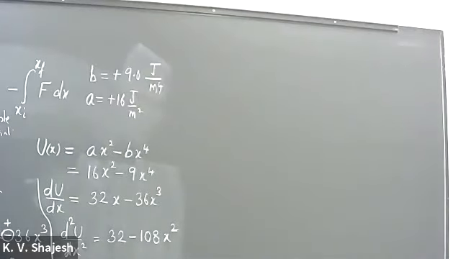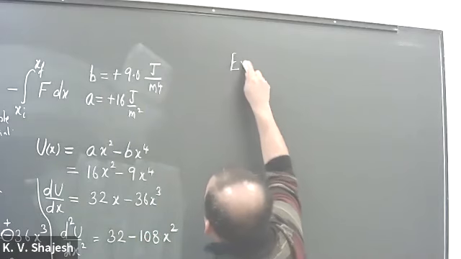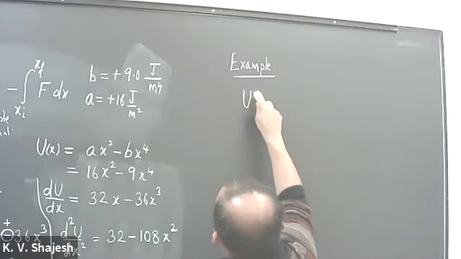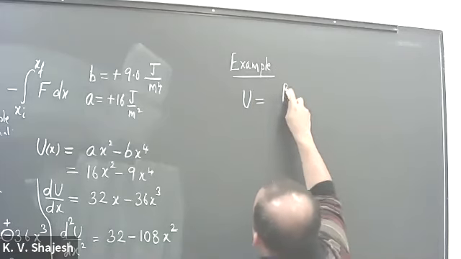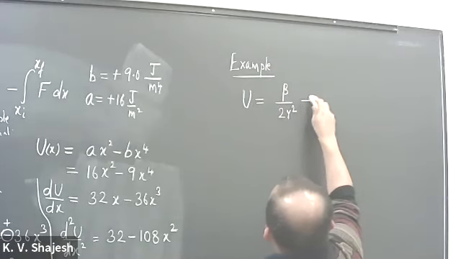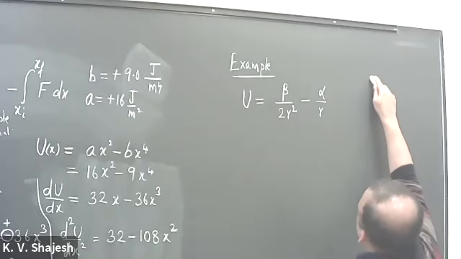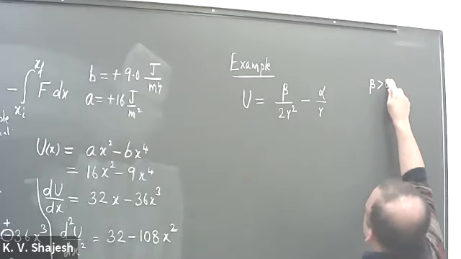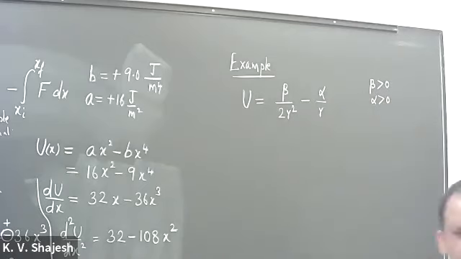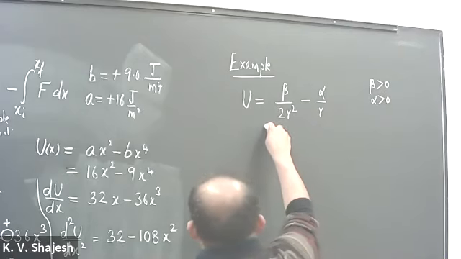I won't really do it. So, another example is if you have the energy to be beta over r squared, minus alpha over r. This is again from your homework. Let me flip the homework problem. Let me say beta is greater than 0 and alpha is greater than 0. In your homework, both are negative. So it's exactly opposite to what I'm doing here.